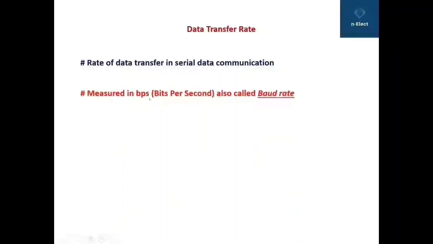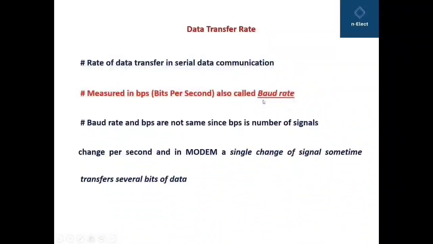And now moving on to data transfer rate. The rate of data transfer in serial data communication is the data transfer rate. It is measured in BPS, that is bits per second, which is also called baud rate.